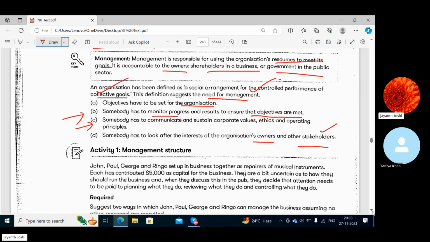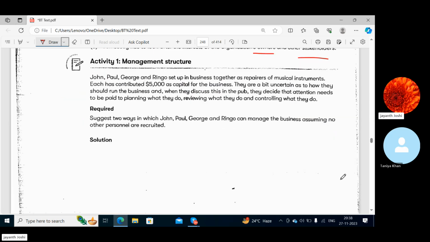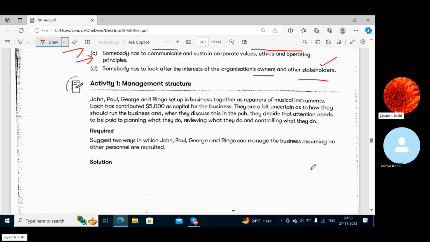All this will be done by the management, right? So you are there for activity one. Please read this. So what is your opinion here, Tanya?